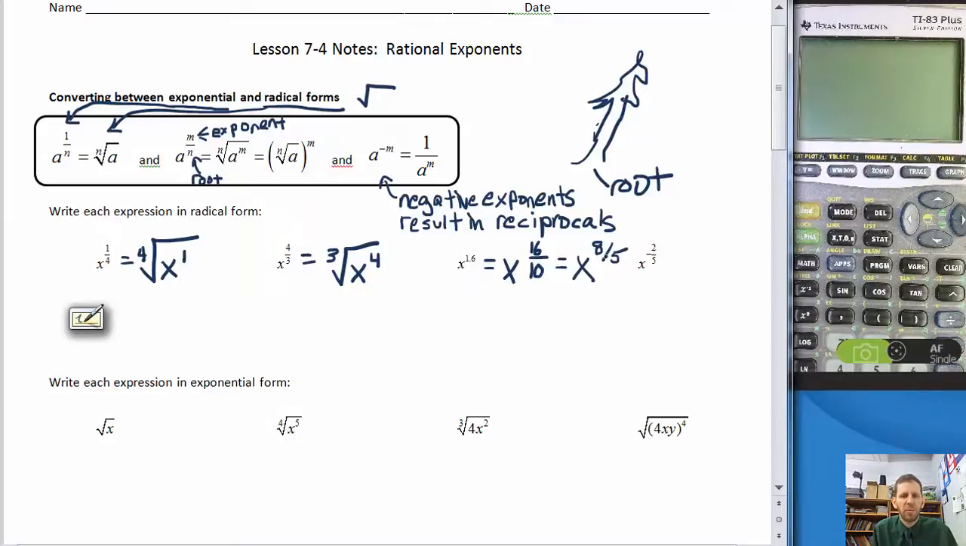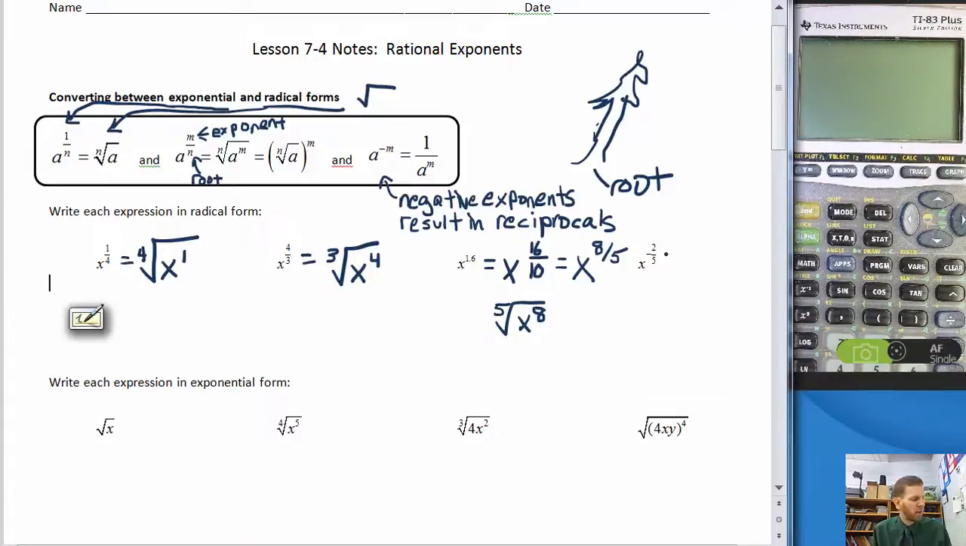And now that you have it as a rational exponent, the number on the bottom is the root, followed by the exponent, x to the 8th. So in all these problems, the bottom number goes in front, the exponent stays with the x.